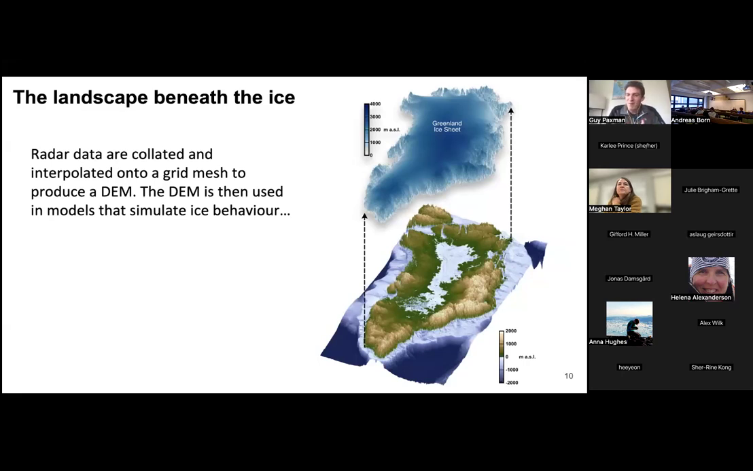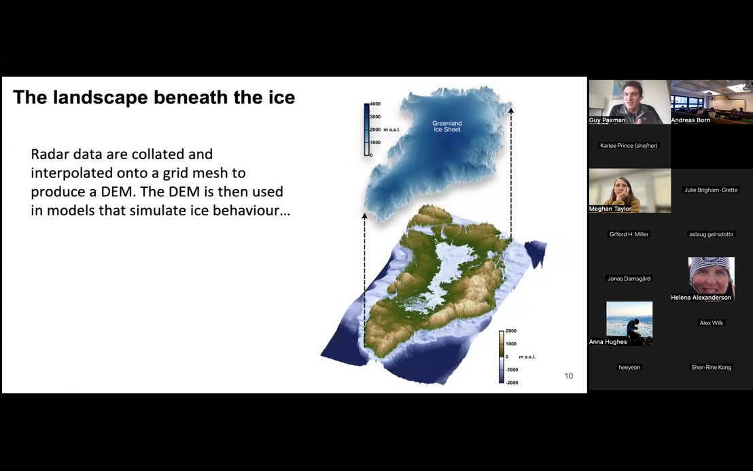I guess maybe one of my slight bugbears here is that these radar data, which now we have quite a lot of, what we tend to do with them is we collate them together, we interpolate them onto a grid mesh, and we produce a digital elevation model for Greenland, which looks a bit like that. And this is then used in the models that are used to simulate ice behavior as a boundary condition, effectively. And that's a very important use for this data set, don't get me wrong.